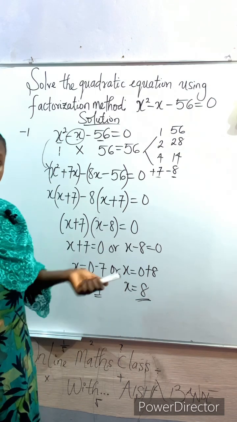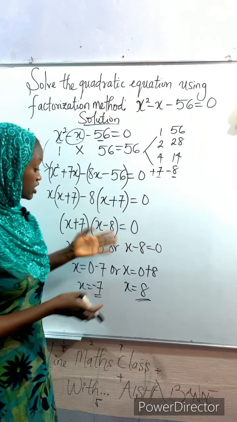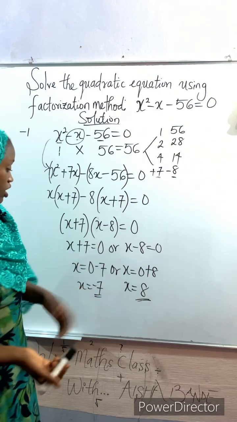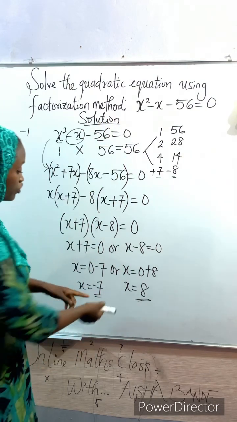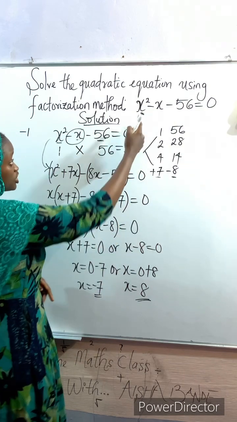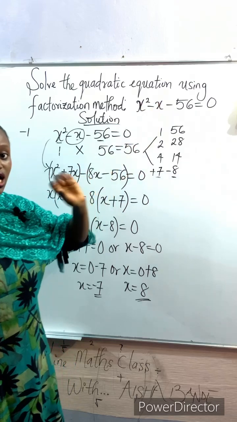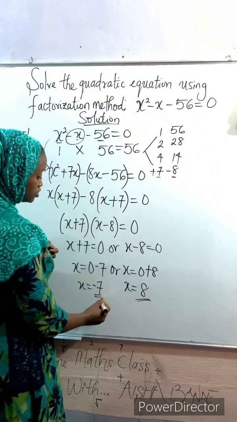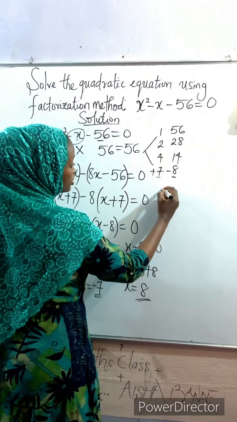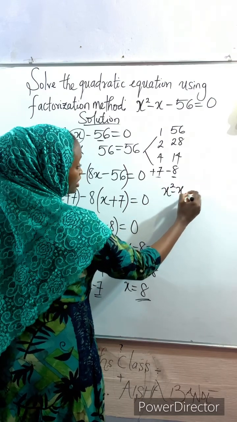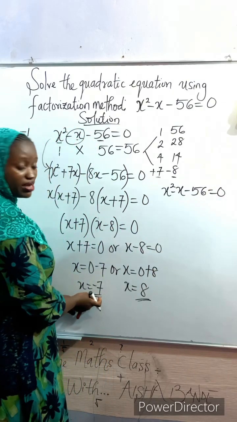But we can confirm if we are correct, though. That's the beauty of quadratic equation. After getting your final answer, you can always confirm. So we can pick any of the values here to confirm our answer. So if you input any of this value into the equation given, we must have the answer to be 0. That indicates that our answer is correct. So let's use the value of minus 7. So we all know that the equation is x squared minus x minus 56 is equals to 0. So let's input the value of x as minus 7.